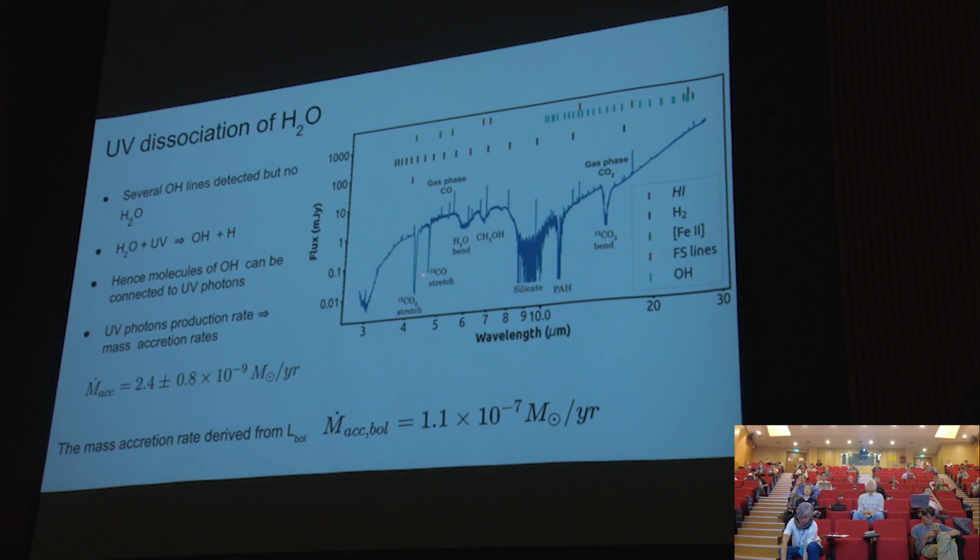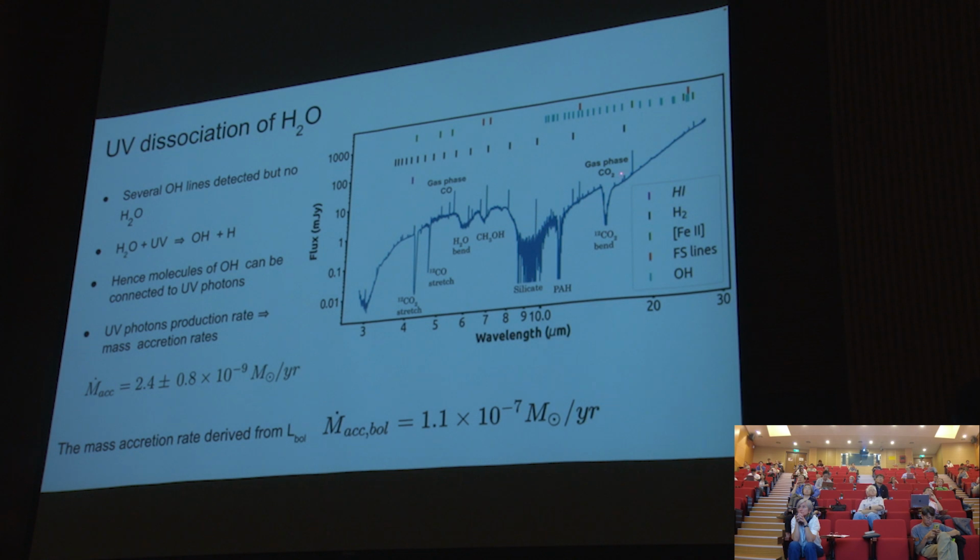We detect several important ice lines. This is the 12CO stretching mode. This is the 12CO2 stretching mode. This is the 13CO stretching mode. You might not believe it, but this is 13CO2, this tiny dip. So with JWST, we have just incredible spectral resolution as well as sensitivity. We also detect some 12CO bending ice.